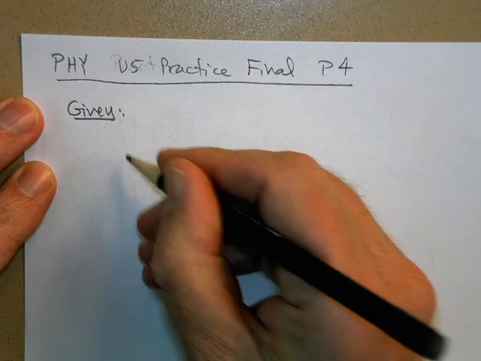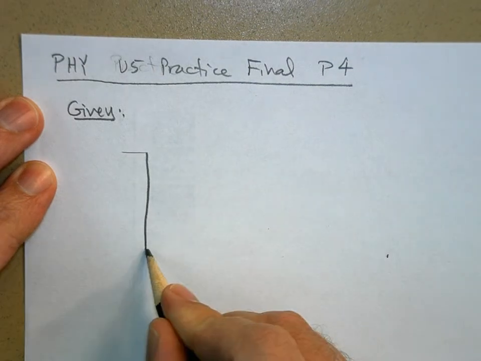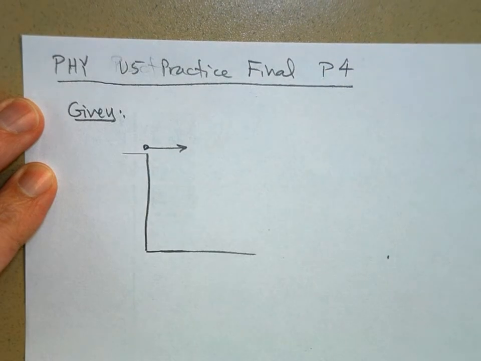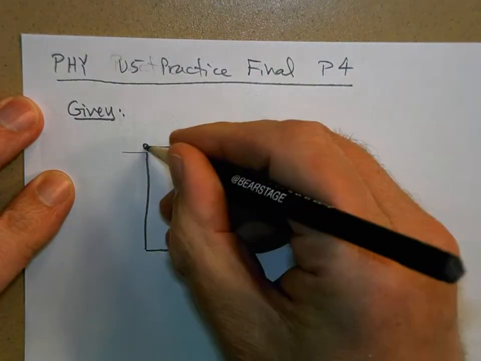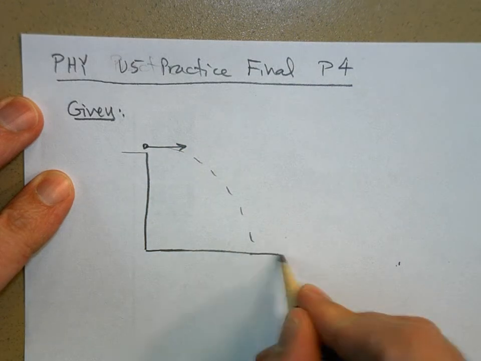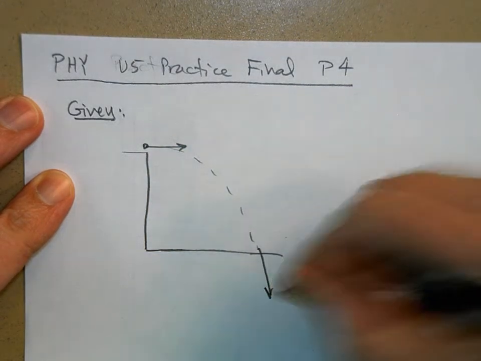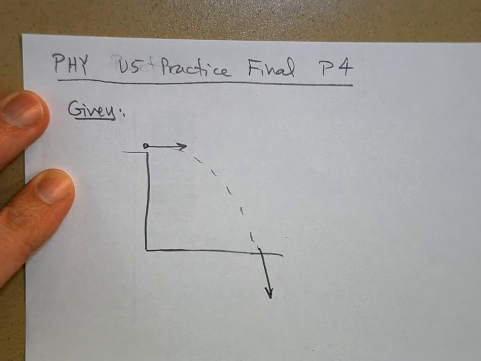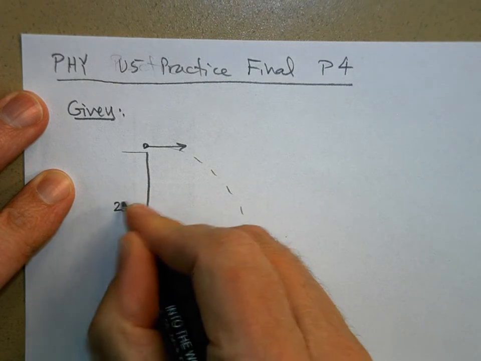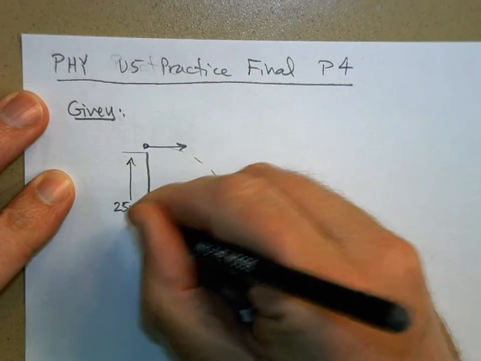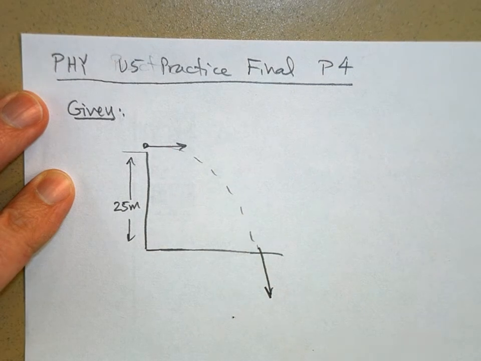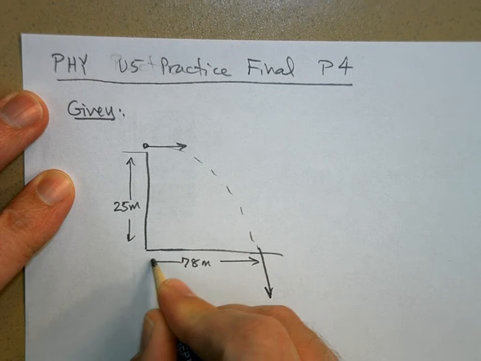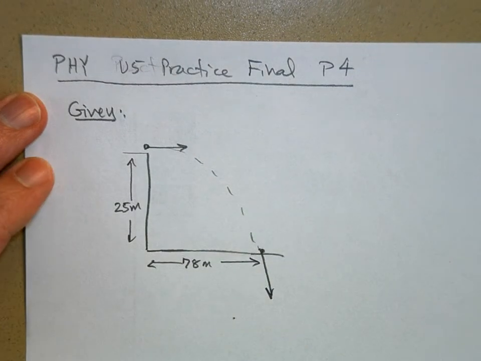So we've got a tall building, and we're throwing a ball horizontally off the top of it, and it's going to thunk. It's going to hit the ground with some final velocity like that. The building is 25 meters tall, and the ball hits the ground 78 meters from the base of the building.